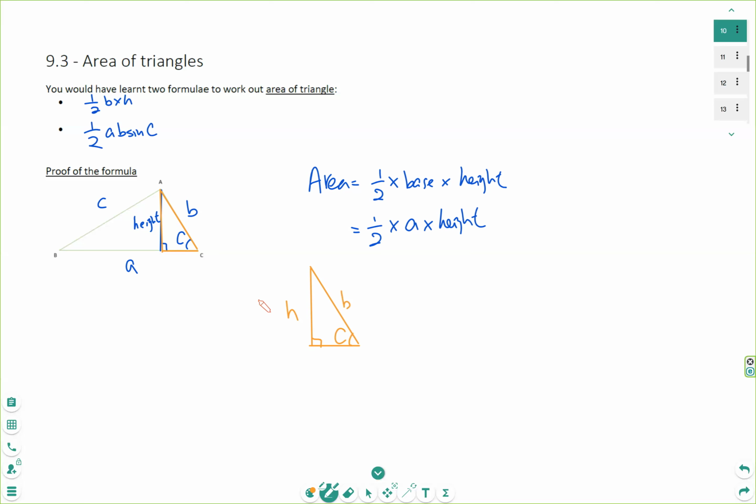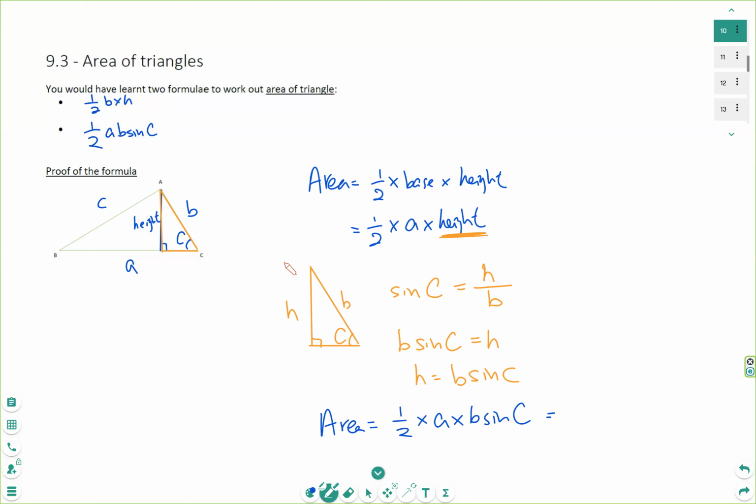Using trigonometry, SOHCAHTOA, I know sine C equals opposite over hypotenuse. If I make H the subject, multiply by B, B sine C equals H. So if I rewrite H equals B sine C and replace the height in here, then you can see the area now equals half times A times B sine C, which is essentially half AB sine C. And that's why C must be between the length A and B, because you can tell from the proof.